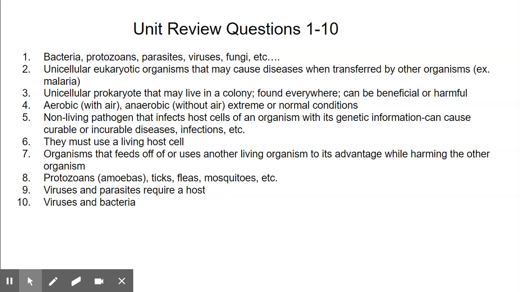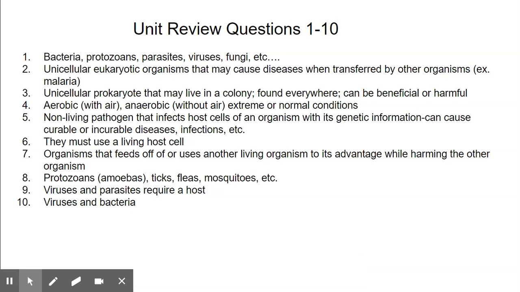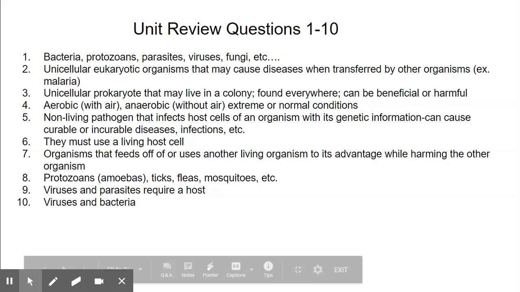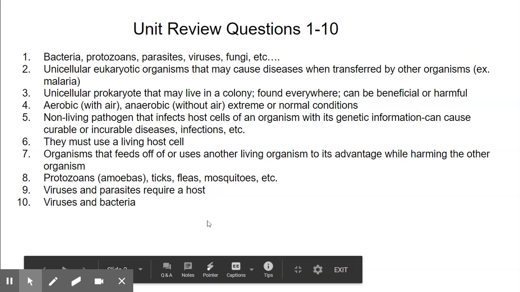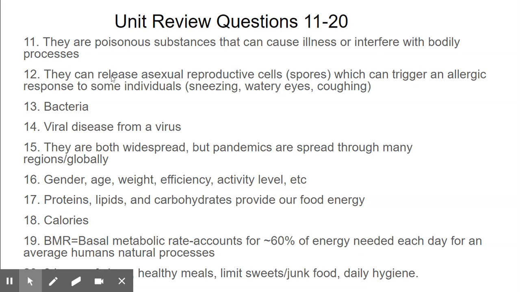Number 9, which disease-causing pathogens or microorganisms require a host? Viruses and parasites require a host. Number 10, prokaryotic disease-causing agents would be viruses and bacteria. Number 11, toxins. How are they harmful to living organisms? Well, toxins are poisonous substances that can cause illness or interfere with bodily processes. Toxins can come from ingestion or from exposure in the environment.